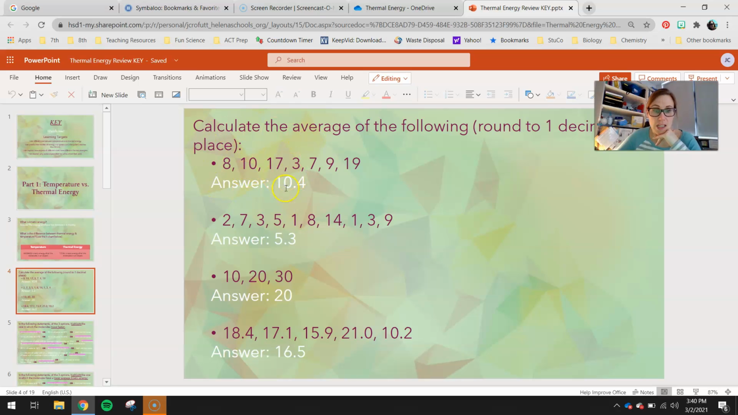On the next slide, you needed to calculate the averages. So your first answer is 10.4. That number represents all seven of these numbers here. If you didn't get that right, make sure you add them up correctly, and then don't forget to divide by 7 because we had 7 numbers. Next one, 5.3. We had 10 numbers on that one. Third one, 20. We had 3 numbers, so add them up, divide by 3. And on this last one, we had 5 numbers, so add them up, divide by 5. You should get 16.5.